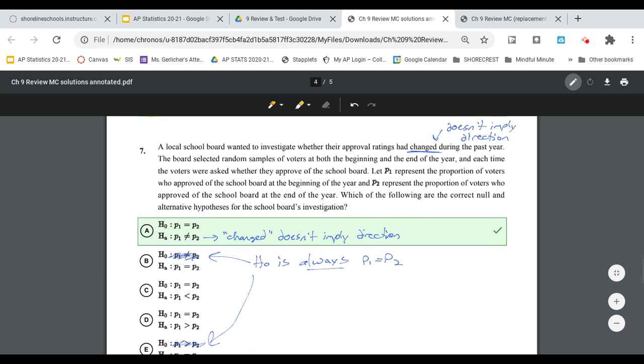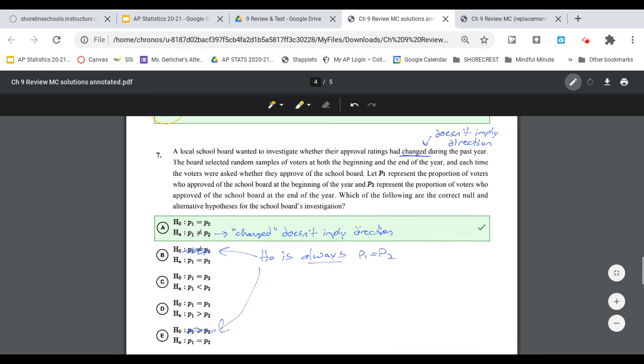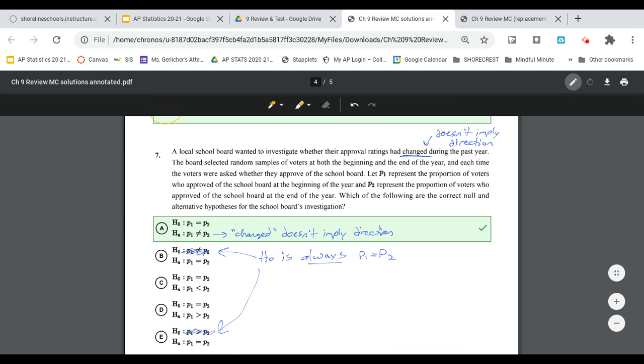Okay, number 7. So a big thing to keep in mind, when you have a 2-sample situation, your HO is always P1 equals P2. And if it's a 1-sample, you at least know that it's going to be P equals something. Like the HO should always be an equals situation. So before I even looked at the problem, I knew I could eliminate B and E because the HO should always just be a straight equals situation. And when it's 2-sample, it's specifically P1 equals P2.